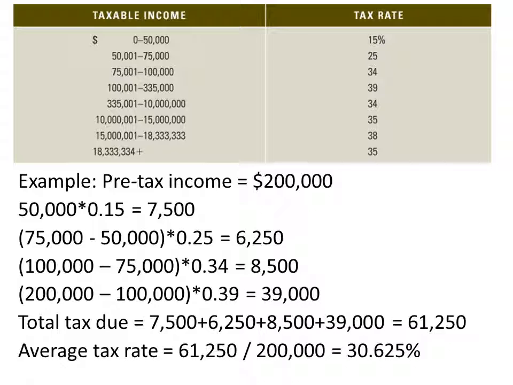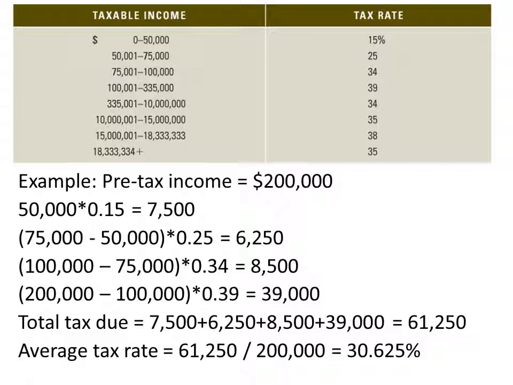Now, look on down, we have a bracket that goes from 75 to 100,000, and the rate on it is 34%. Have we reached 200,000 yet? No, so we must continue. 100,000 minus 75,000 multiplied by 0.34, that's 34% in decimal form, is $8,500. Have we reached 200,000 yet? No, so we must continue to the next bracket.